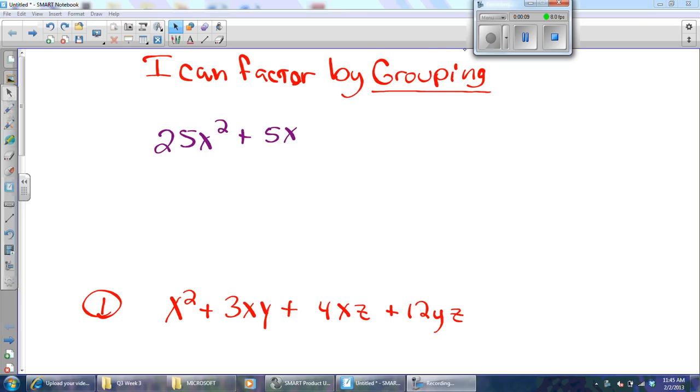Now, factoring by grouping is actually really simple. Sometimes it gives students a little bit of a tough time, but remember, we learned how to factor by GCF. In fact, let's just review.